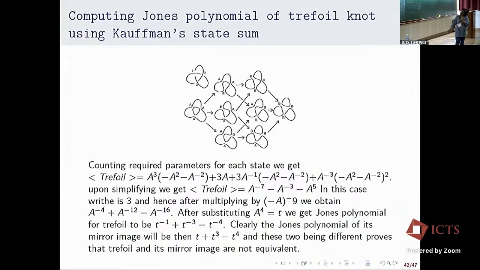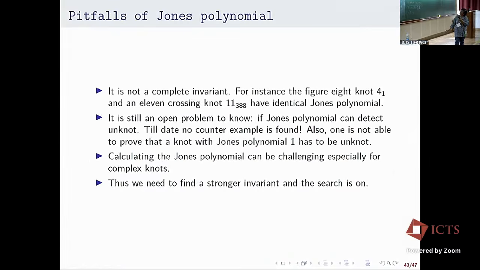So I can help you compute some of the things. But anyway, Jones polynomial also is not 100% perfect. So it still is open. The Jones polynomial for the unknot is 1, but no one is able to prove that given a knot, if the Jones polynomial is 1, then that knot has to be an unknot. So that's still an open question.